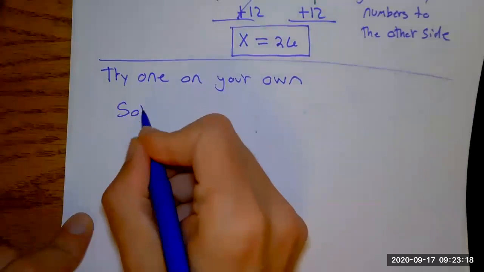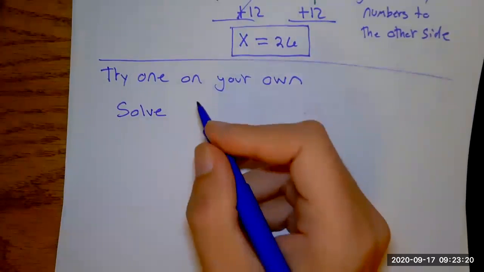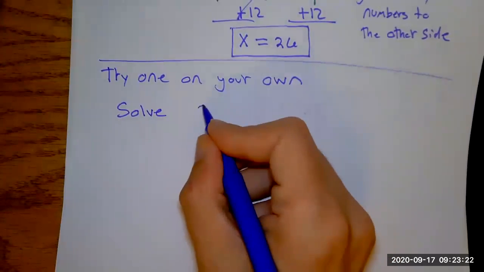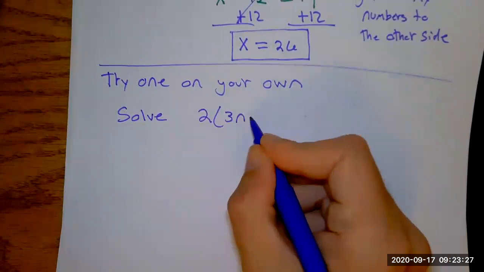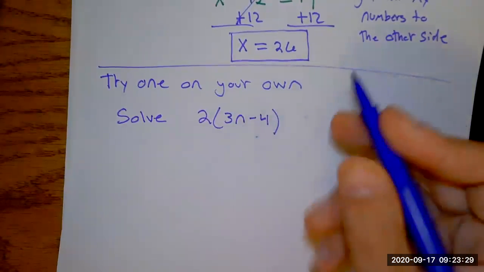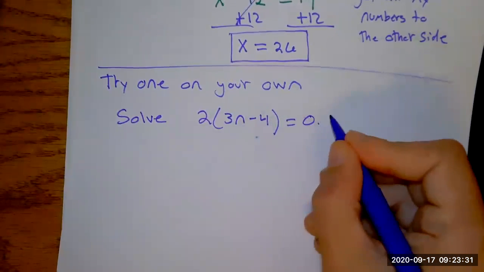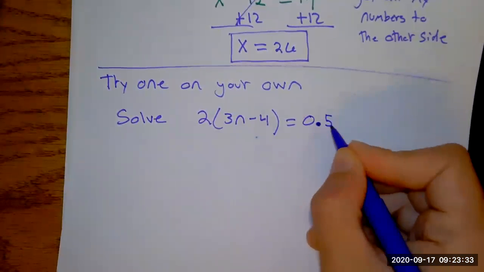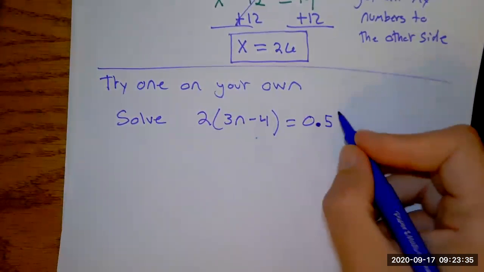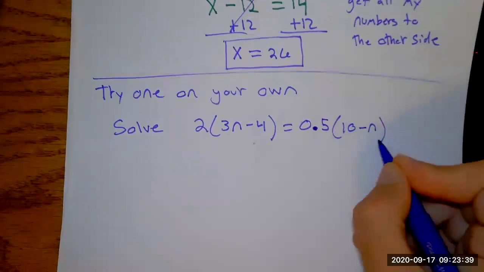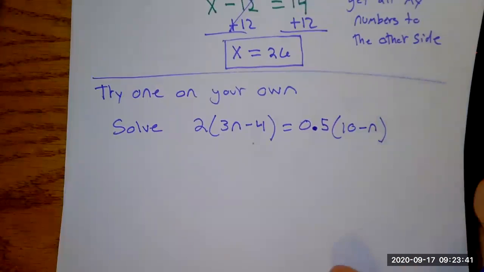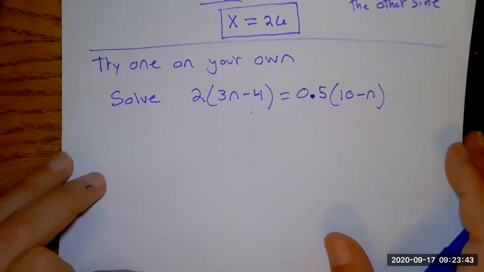But I want you to solve, and this is going to be our problem. 2 times the quantity of 3n minus 4 equals 0.5, okay, so that's a decimal, times the quantity of 10 minus n, boom, like that. So I want you guys to go ahead and solve that.